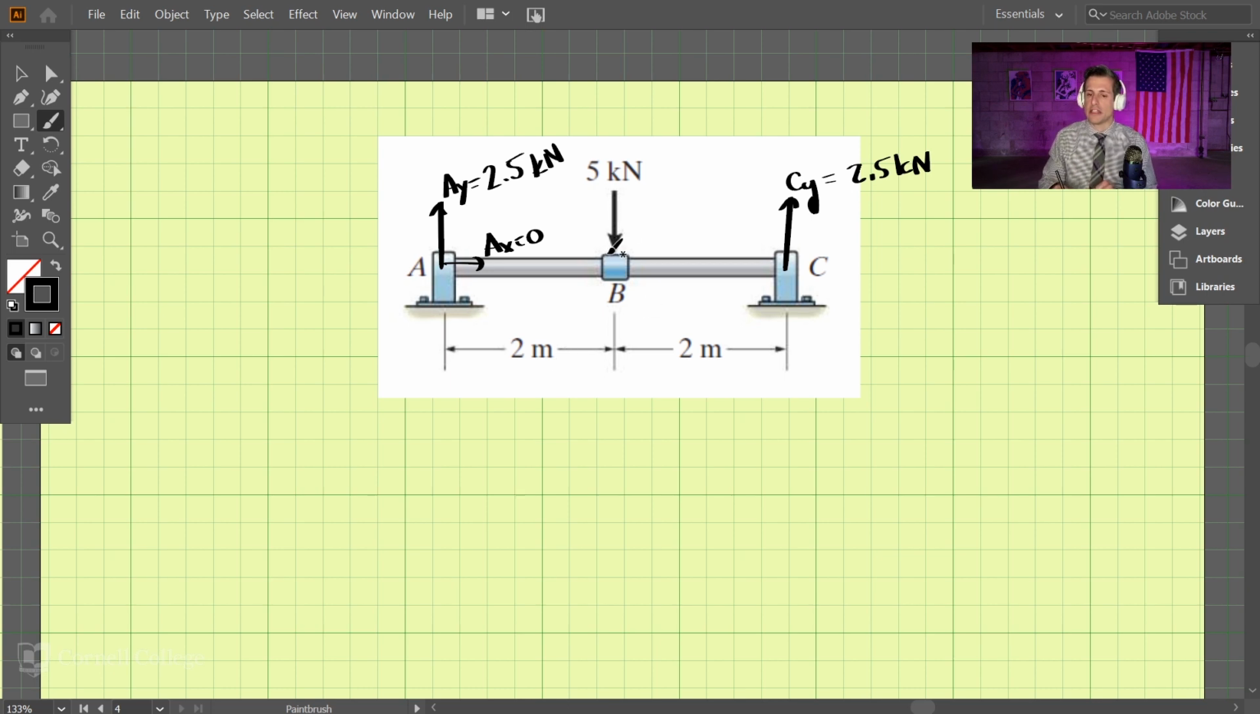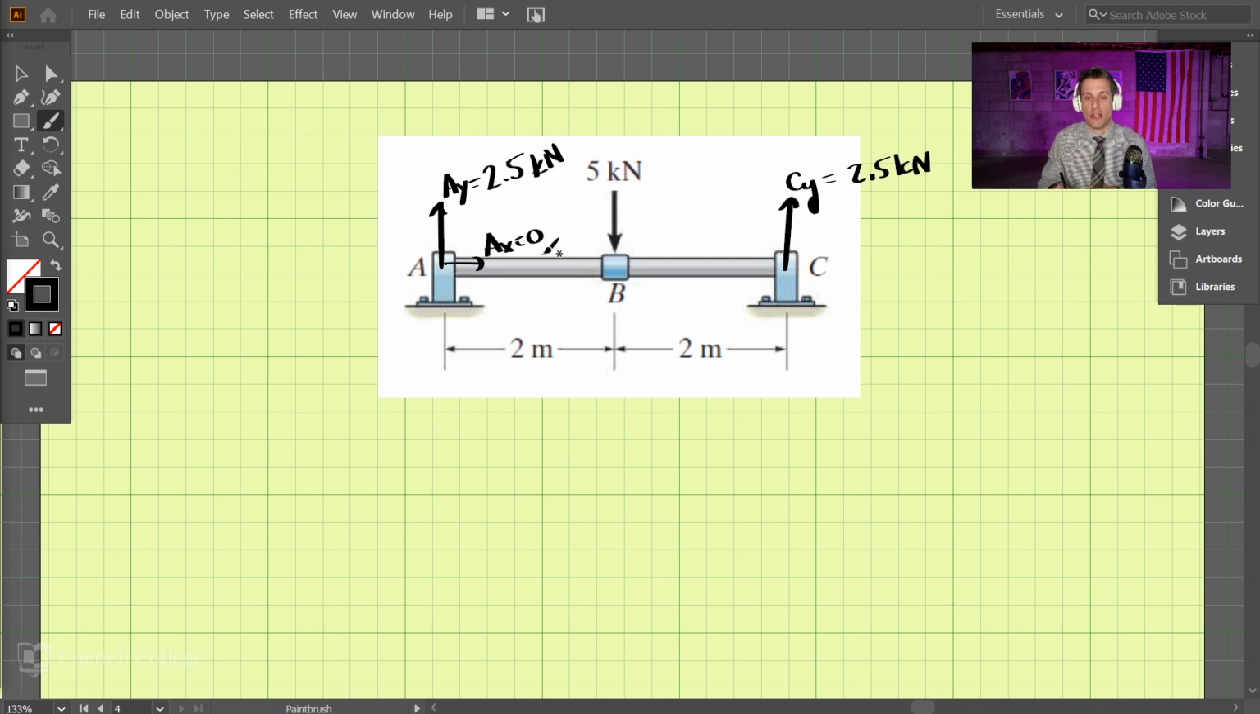Now, the next point is we need to break this thing and perform method of sections. And this will be a piecewise function. So if we start at A and move down the beam, we have to perform a different method of sections every time there's an external load applied.